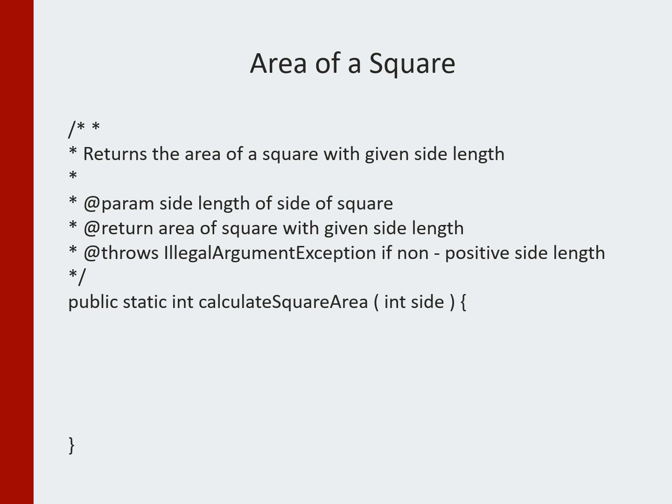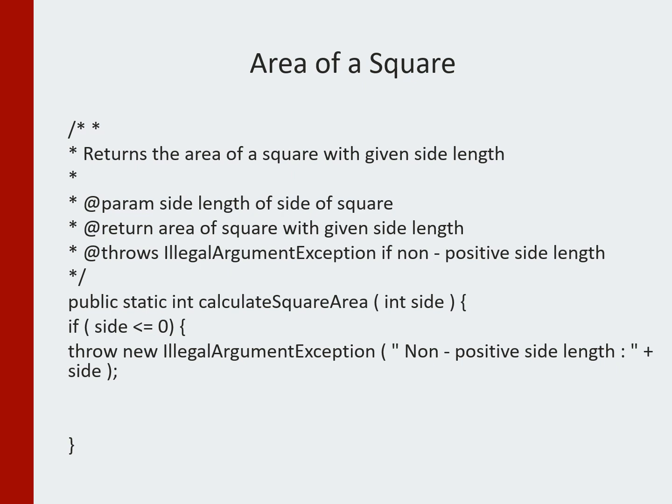Then in the body of the method, you can go ahead and convert your pseudocode into actual code. So if side is less than or equal to 0, throw new IllegalArgumentException, "non-positive side length" plus side, and otherwise return side times side.